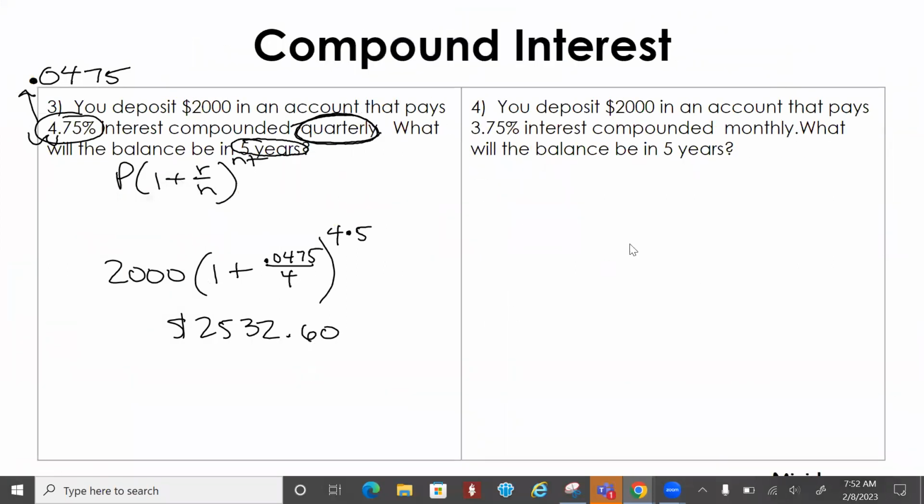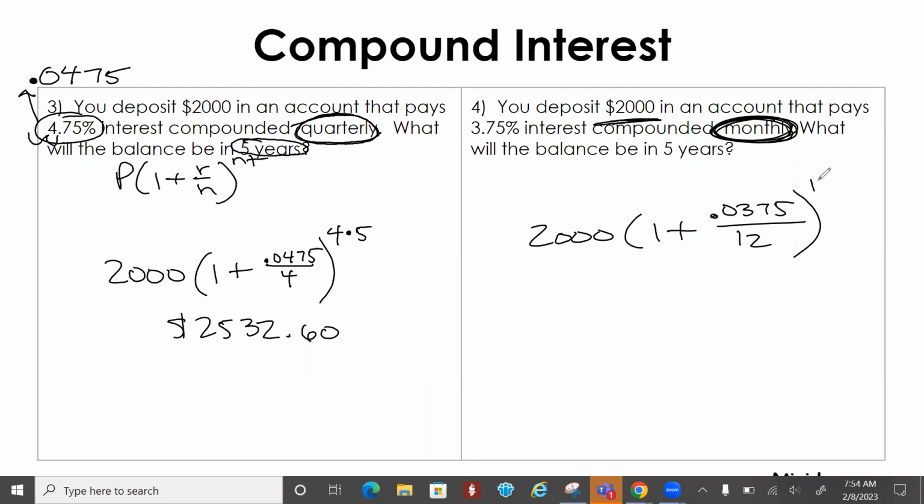That's it. Can you try this next one? Can you see if you can set it up? Okay, so we got initial amount is $2,000. Then we're going to change that rate to 0.0375. Now they say monthly. How many months are there in a year? 12. So we're going to put 12 in for n, and they're wanting us to do it over 5 years, right? So we're going to take this mess and we're going to type it into Desmos.